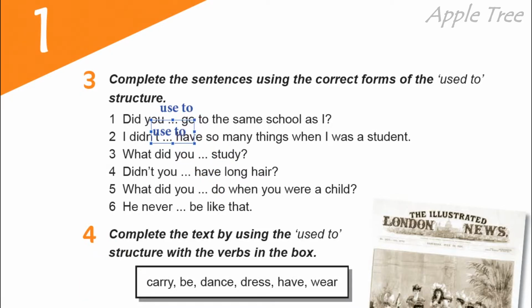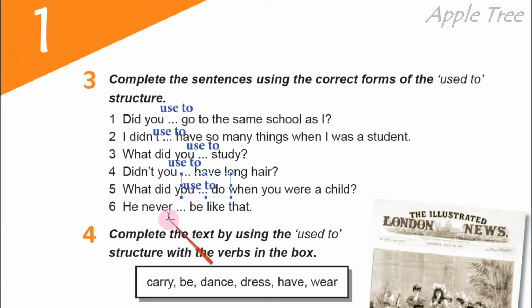I didn't used to have so many things when I was a student. Раніше у мене не було стільки речей, коли я був учнем. What did you use to study? Що ви раніше вивчали? Знову ж таки, use без закінчення ed, тому що є did. Didn't you used to have long hair? Невже у тебе не було довгого волосся? What did you used to do when you were a child? Used to. Що ти раніше робив, коли був дитиною?